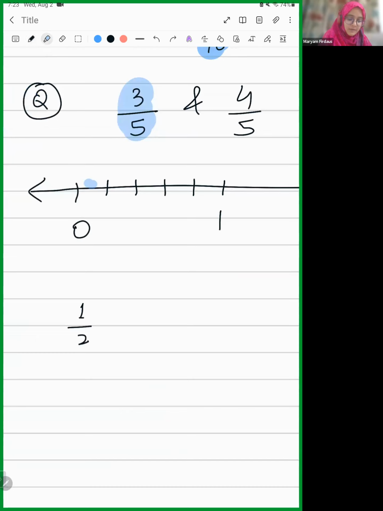1, 2, 3, 4, and 5. These are the 5 divisions. The first one is 1 by 5, then 2 by 5. This is 3 by 5. This is 4 by 5. And this is 5 by 5, which is also called 1. Right? 5 by 5 is equal to 1.